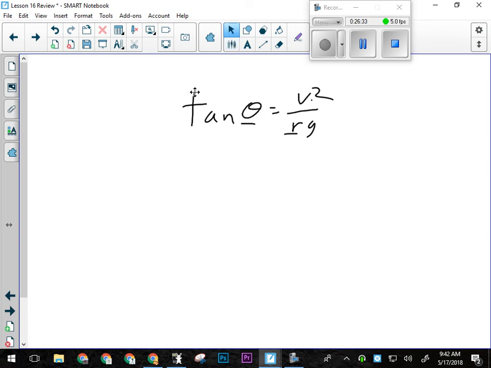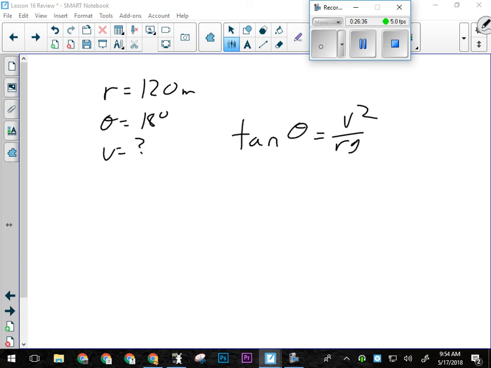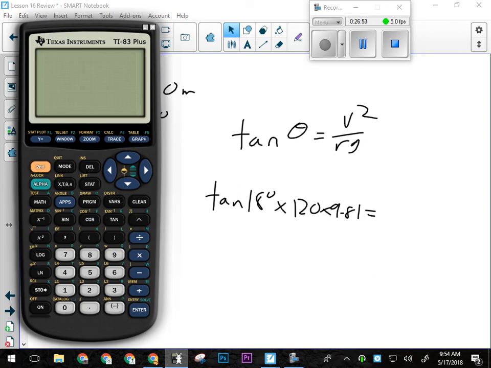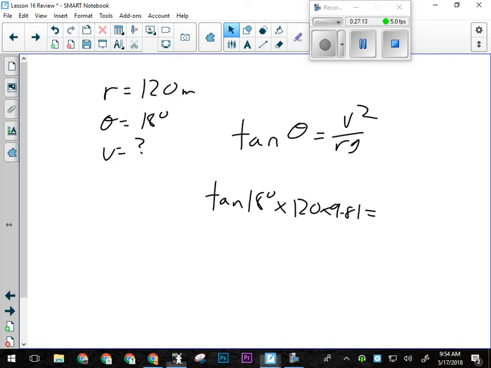Any other questions there, guys? Maximum speed. Okay, so if we're trying to find the maximum speed, we're going to multiply both sides by r times g. So we have the tan of 18 degrees times 120 times 9.81. The key here, and sometimes this happens, is people leave their calculator in radian mode. Yeah, so we just multiply those together, and we would have our actual answer, which I think was 19.6 meters per second. Yeah, something like that.